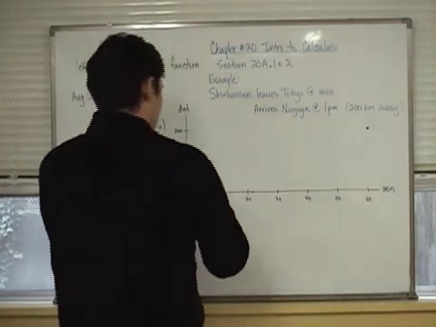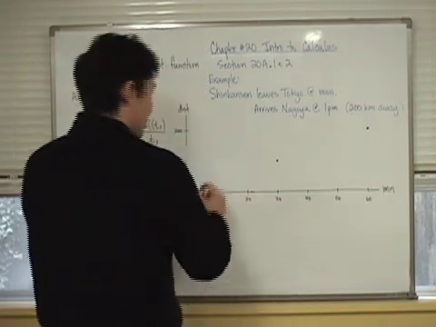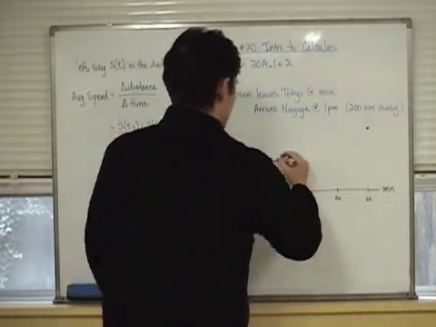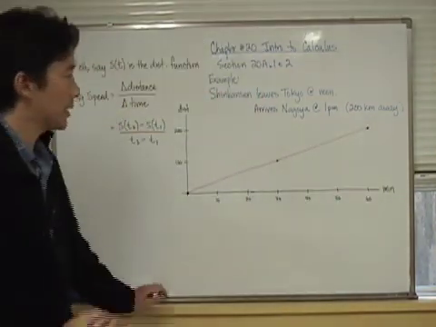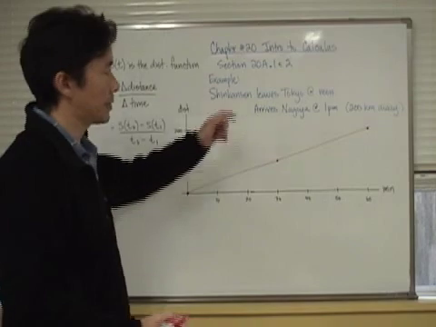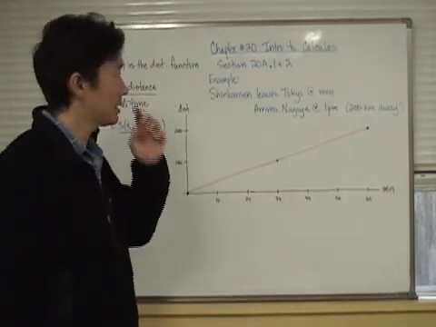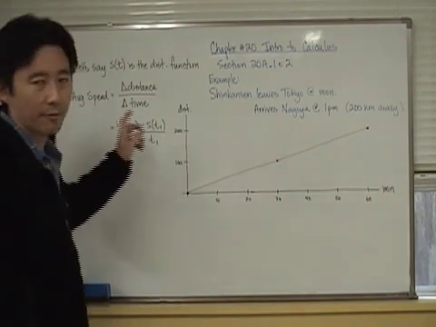So what we can do then is draw, like at 30 minutes, it's going to be at 100 kilometers away. So I can just draw a straight line that would depict this particular situation. Now what we want to do is talk about this whole thing about average rates of change.